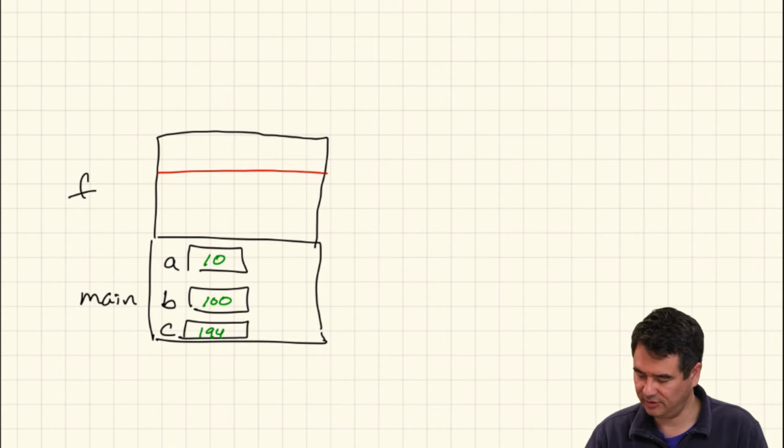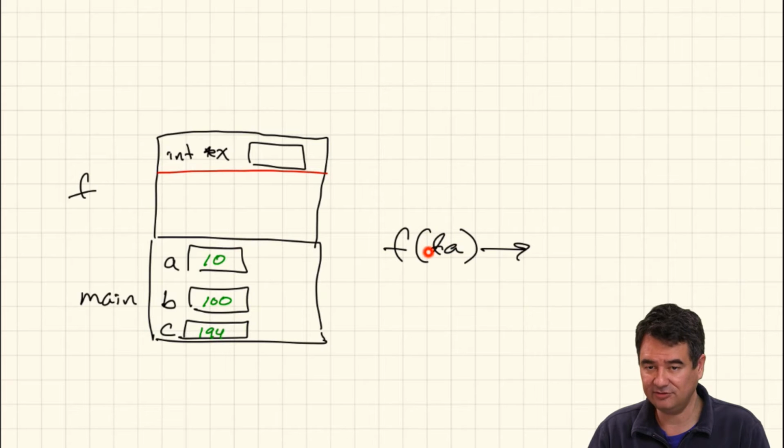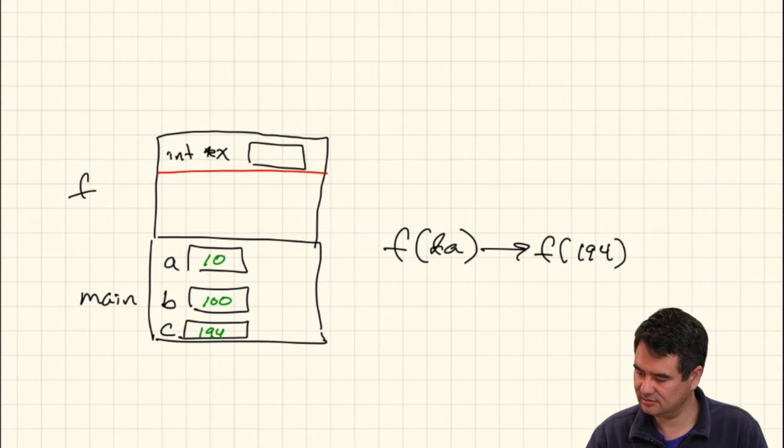All right, so I've still got A, B, and C, same values as before. And now what I'm saying is F has an input called X that's an integer pointer. And then I do F of the address of A, which really means it's going to evaluate this ampersand A, which is 194, and plug that in for the parameter. And then that number is what goes up into here.